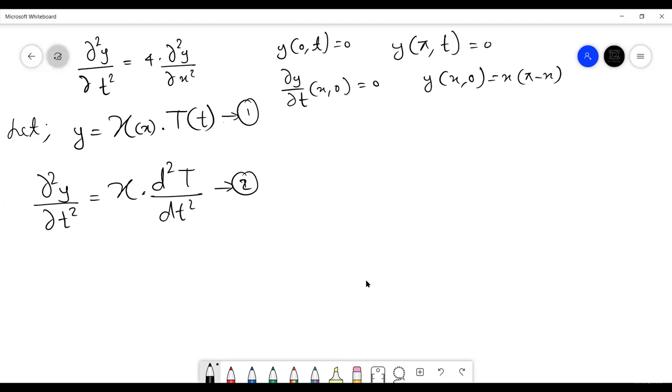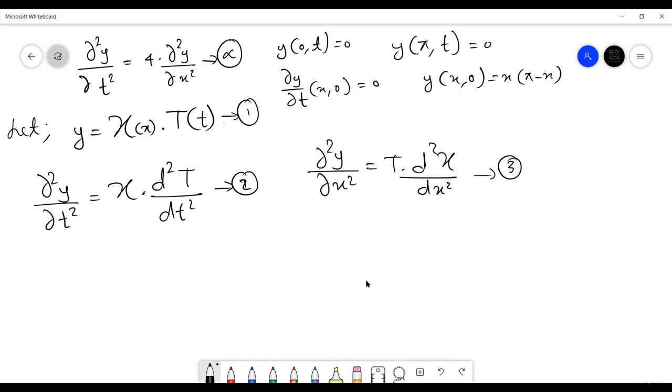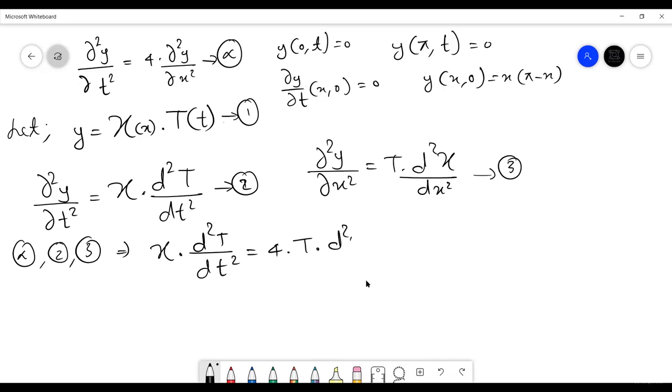Again, with respect to x, if you differentiate y, we will get T times d squared X over dx squared, right? So this is equation 3, right? So using equations 1, 2 and 3, this gives X times d squared T over dt squared is equal to 4 times T into d squared X over dx squared, right? So I'll use the variable separable technique. So variable separable idea, right? Method.